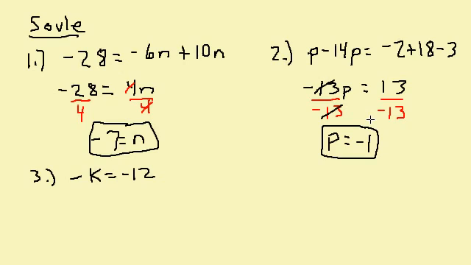Alright, now let's take a look at one more. We have negative k equals negative 12. Now this negative sign in front of the k, that's like a negative 1. So to get rid of a negative 1, well, if we do negative 1 divided by negative 1, that's positive 1, so it'll make the k positive. So we're going to divide both sides by negative 1, so we get k equals 12. And there's our answer. And that's all of these problems.